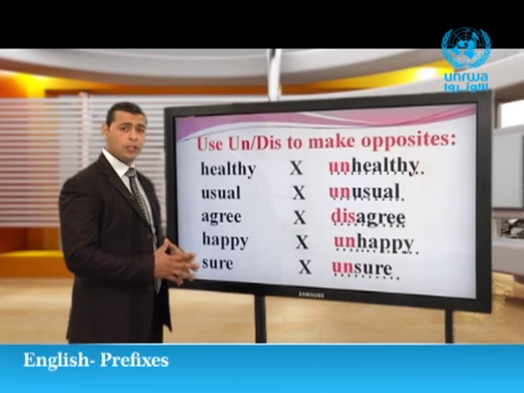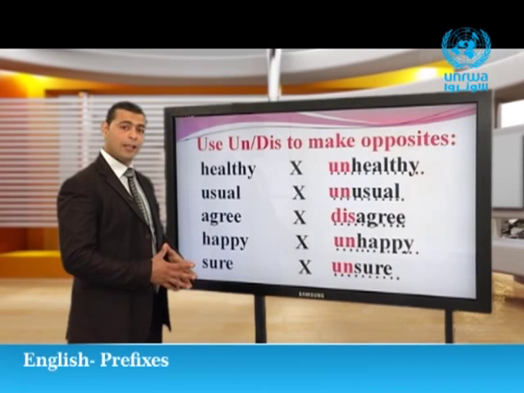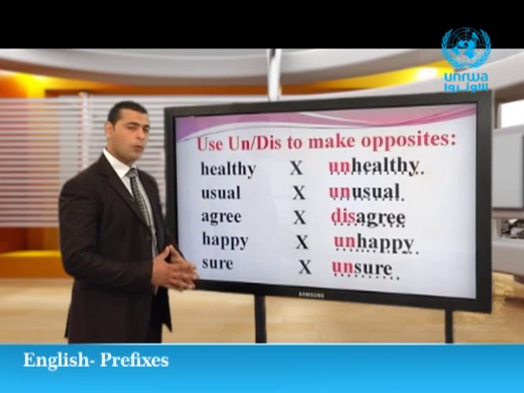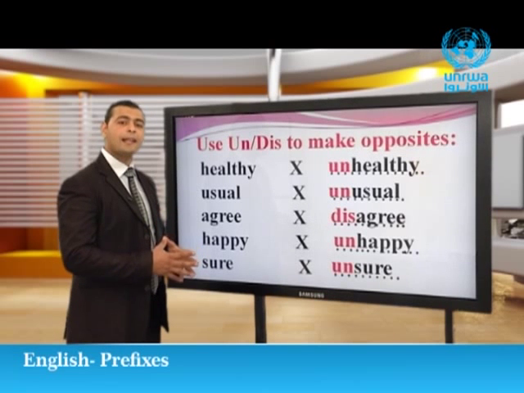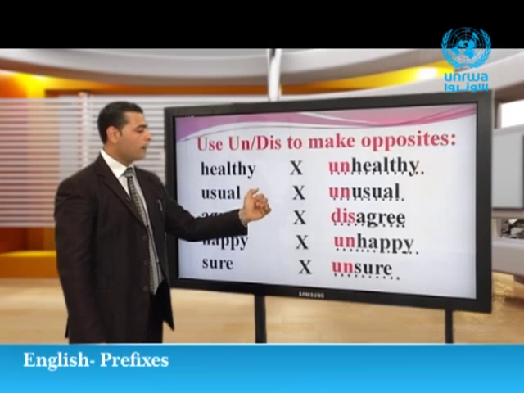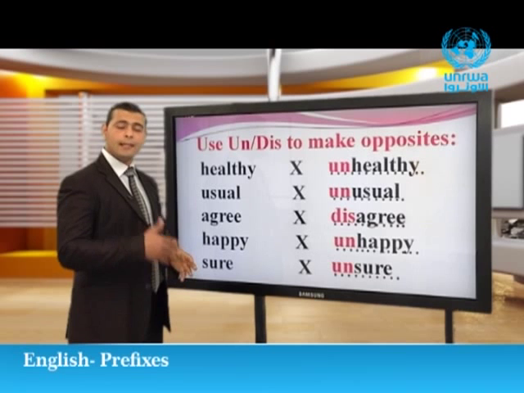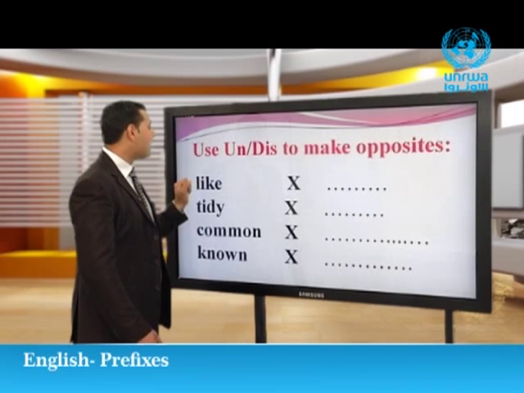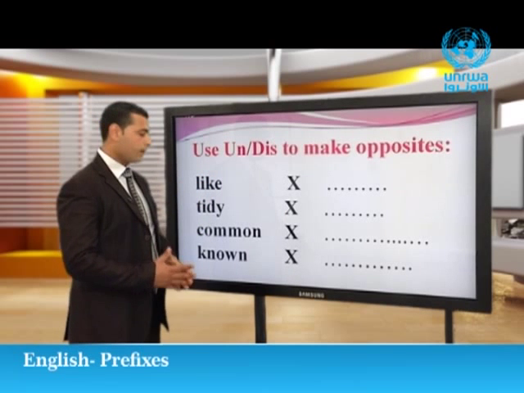What have you noticed here, dear student? ما الذي لاحظته عزيز الطالب في هذه المفردات؟ لاحظنا أننا استخدمنا البوادئ أو استخدمنا مجموعة الأحرف في بداية بعض الكلمات لإعطاء عكس هذه الكلمات. Here, unhealthy, unusual, disagree, unhappy, and unsure. Let's have more words to practice using un and dis. Use un and dis to make opposites.